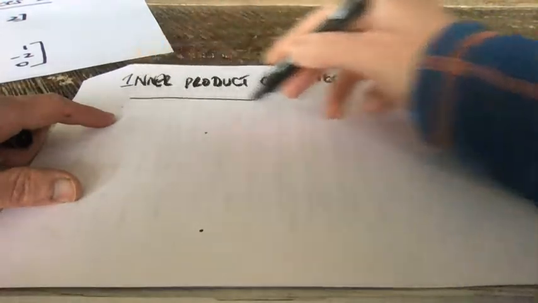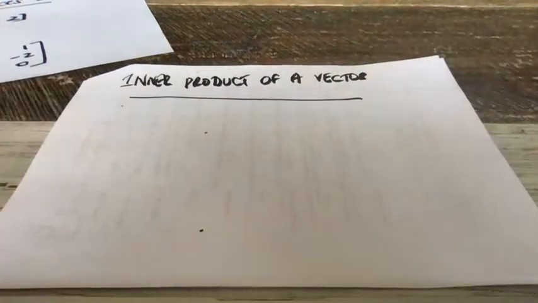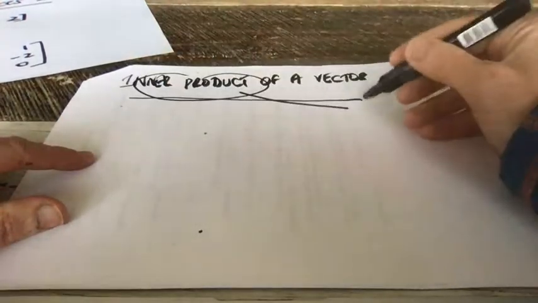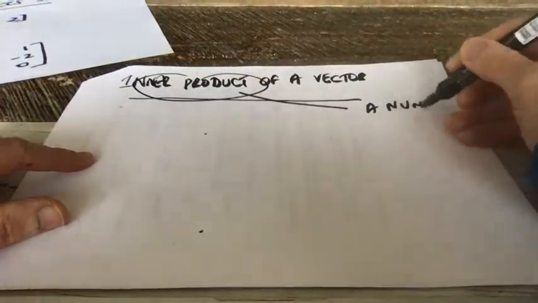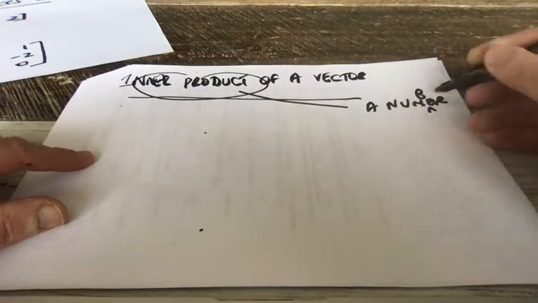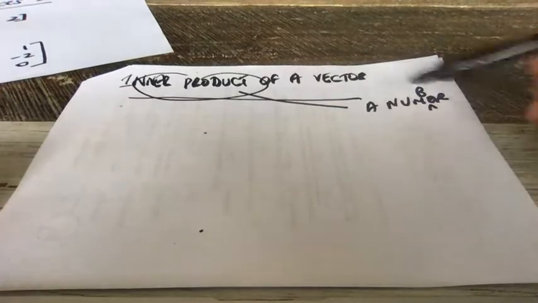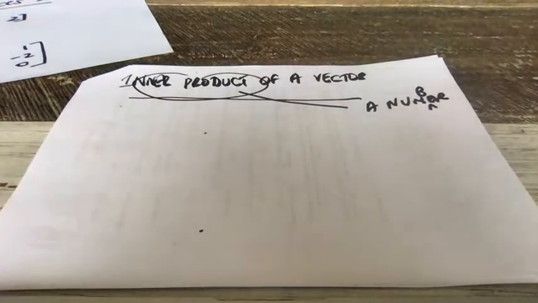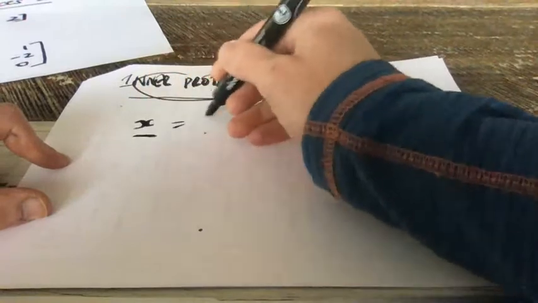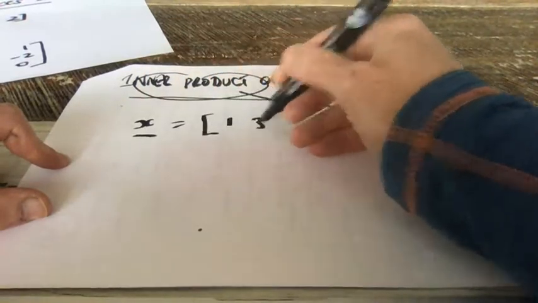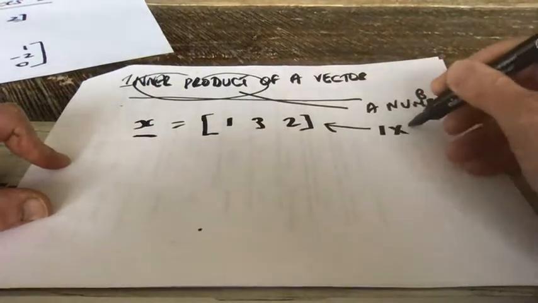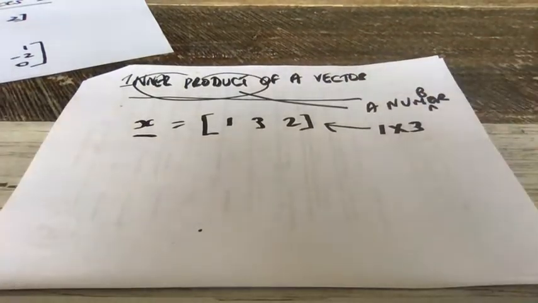Now, the words inner product are very important because that's telling you I want a single number. So this is telling you here a number. That's what I want. I can't spell number. So an inner product means a number. Okay, so if we look at the vector x, we see it's 1, 3, 2. And the dimensions of x are 1 by 3. Okay, so it's 1 row, 3 columns.